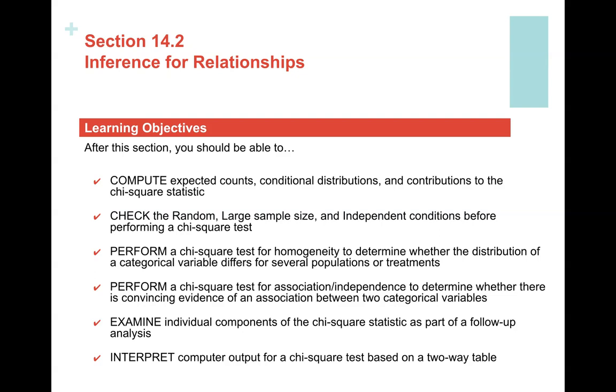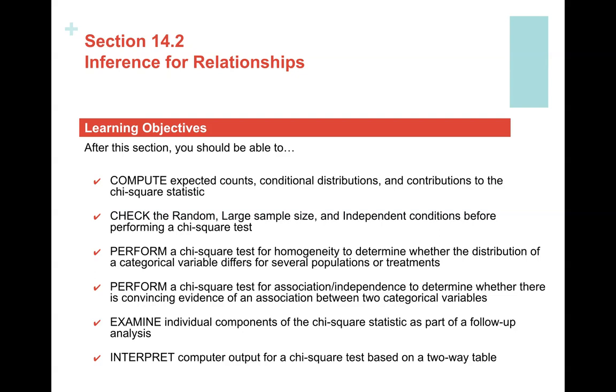Then we're going to perform a chi-square test for homogeneity. And what does that mean? Homogeneous means the same, right? So we're going to look at two different populations, or two different treatments, and see: is the distribution of the categorical variable the same among those two or even more populations or treatment groups?